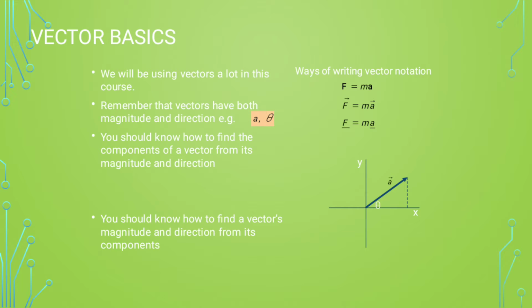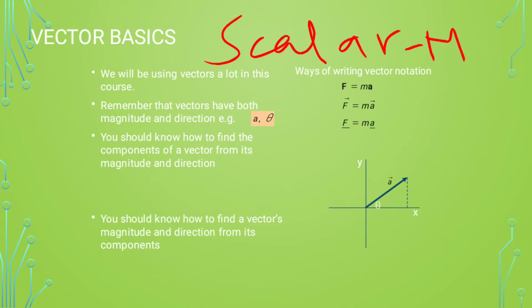So generally, what is meant by scalar? A scalar is a physical quantity that has only magnitude, whereas a vector quantity has both the magnitude as well as the direction.